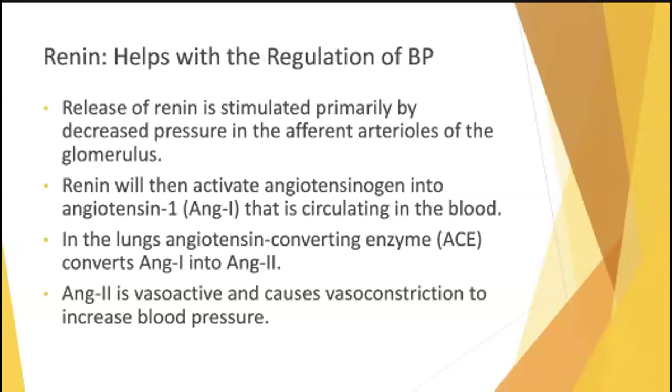Renin is released when blood flow, pressure, or volume decreases. It triggers the production of angiotensin II. Angiotensin II constricts blood vessels, increases blood pressure, and triggers aldosterone release. Aldosterone increases sodium reabsorption, which results in increased blood volume and pressure.